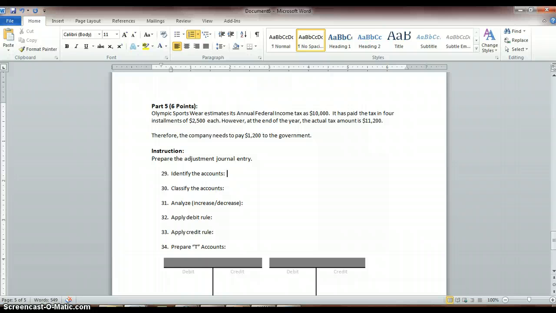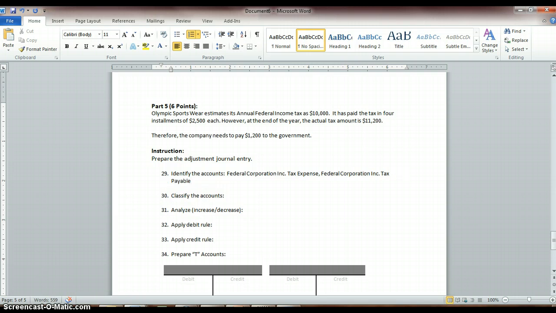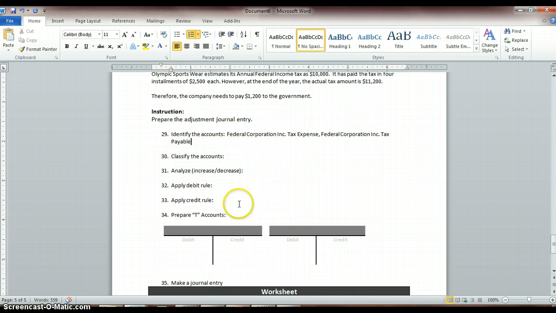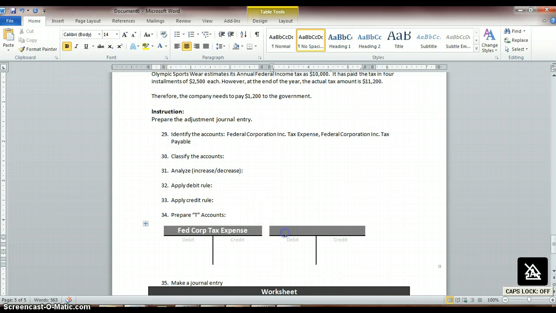So when we're looking at these accounts, we were working with Federal Corporation Incorporated Tax Expense and Federal Corporation Incorporated Tax Payable. So if you want to cut those down into a way that makes sense to you, that's certainly fine with me. Like maybe spell them out up here, but then when you go to make your T accounts, maybe you call it Federal Corp Tax Expense and maybe Federal Corp Tax Payable. Okay, that's perfectly fine with me.